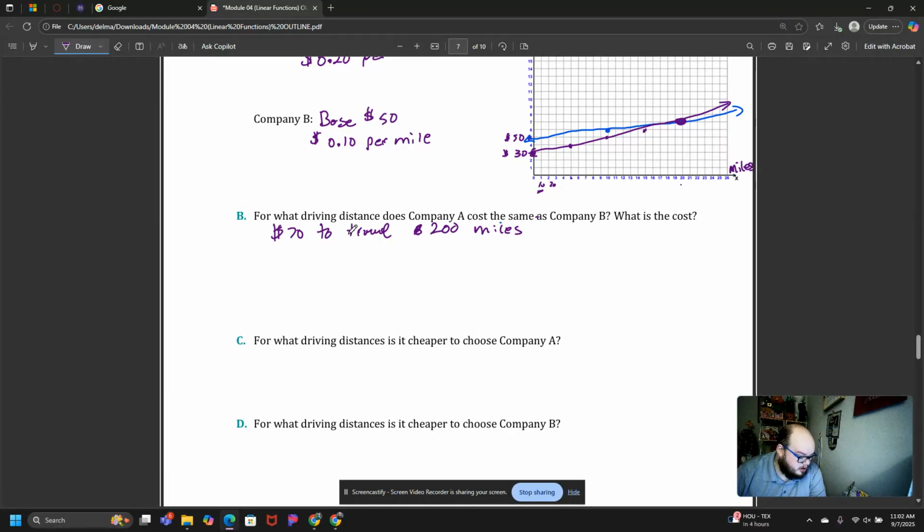Okay. Now you can also set these equal and solve. So you could have A of x is equal to B of x, and you can write the function: 0.20 per mile plus the $30 fee, and 0.10 per mile plus the $50 fee. And then you can solve for x by getting the x's over. So then that leaves you with 0.10x plus 30 equals 50. You can subtract the 30.